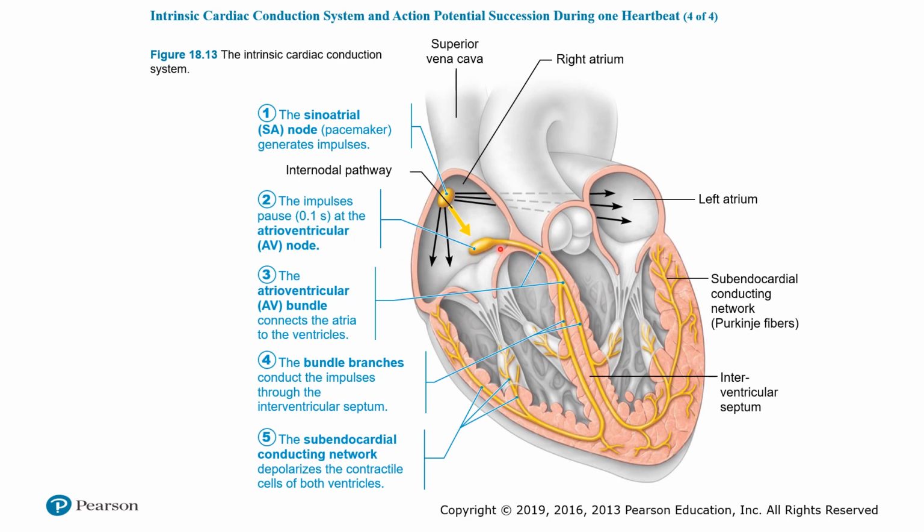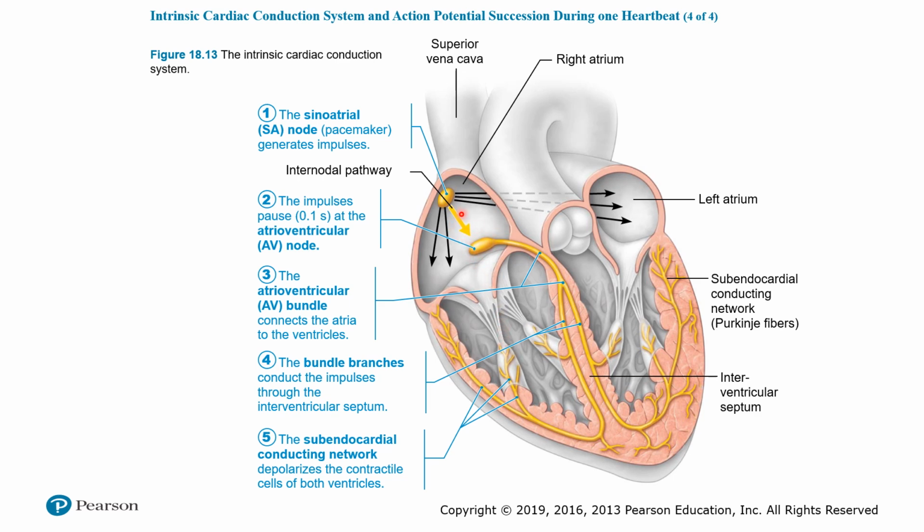The reason for that pause is that before the electrical impulse goes to the ventricle, we want the impulses to spread in the atria, because the electrical impulses are followed by contraction. So when the electrical impulses spread in the atria, the atria contract, and then they push the blood into the ventricle.